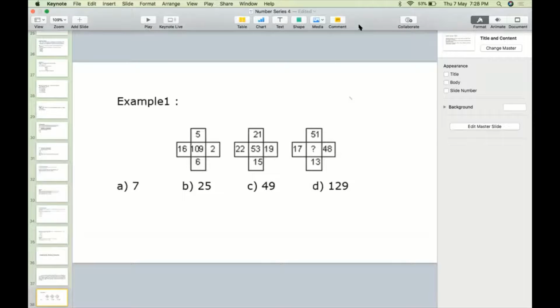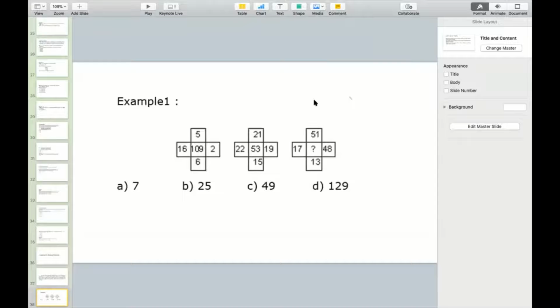A lot of you students got the answer as 129. Can anyone tell me what your pattern was? How did you get 129? Okay. So Ramya, you got 25, right? Now, whatever pattern you have used to get 25, is that pattern applicable on the first two figures? I don't think so.